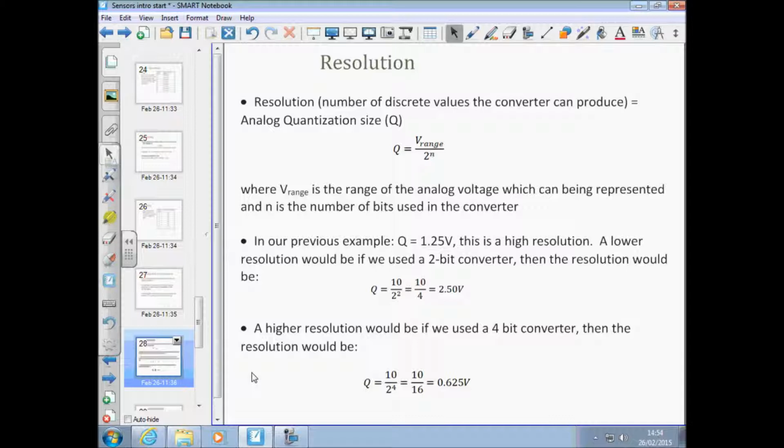If we increase the number of bits to 4, then we're dividing 10 by 16, and each voltage step is 0.625 of a volt. So you can see quite quickly, if you add bits to your ADC, you're going to reduce the step size that you're representing your voltage with.